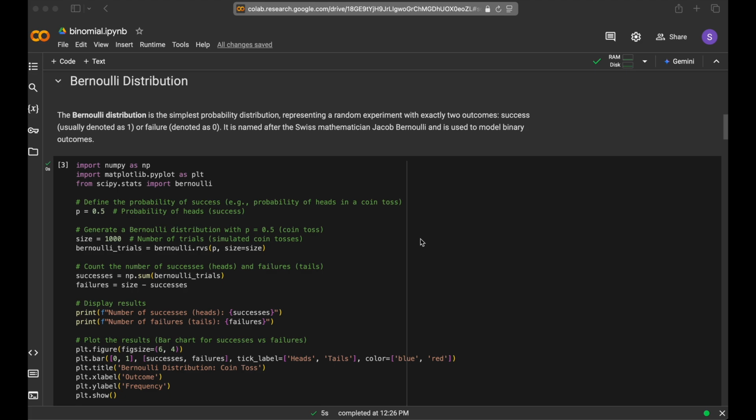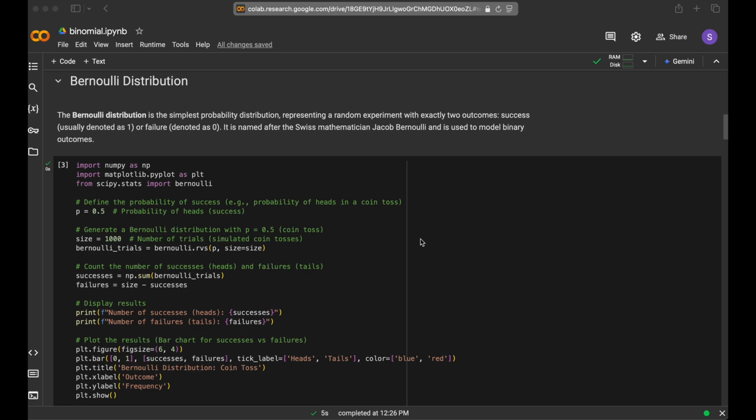Examples: the number of heads in 10 coin tosses, the number of defective products in a batch of 50, the number of customers who clicked a link out of 100 visitors. Let's discuss in detail. First, we have the Bernoulli distribution. We already discussed the binomial distribution in the previous one.